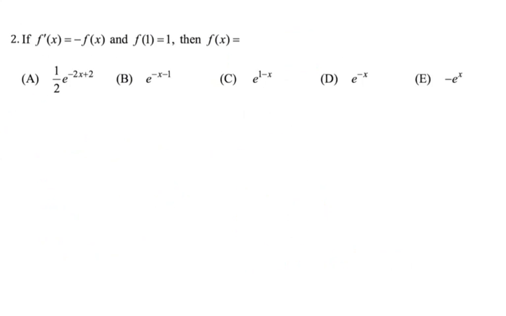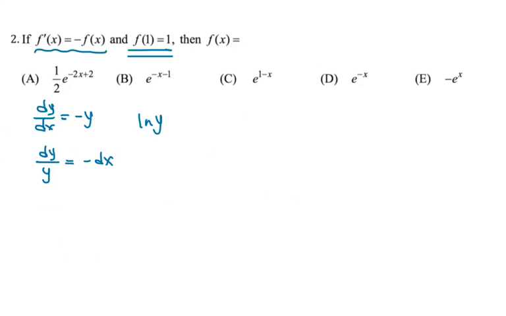Alright, let us look at number 2 here. Once again, if I rewrite this expression, it is dy over dx equal to negative y, given that y is a function of x. And this is the initial condition which we have to satisfy. Then I can rewrite this as dy over y equal to negative dx. When you integrate both sides, we get ln of y equal to negative x plus c.